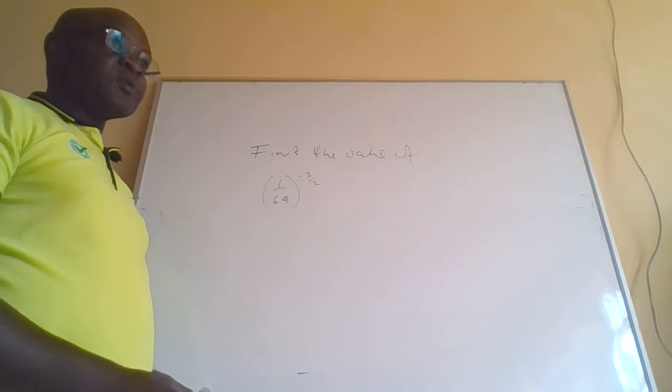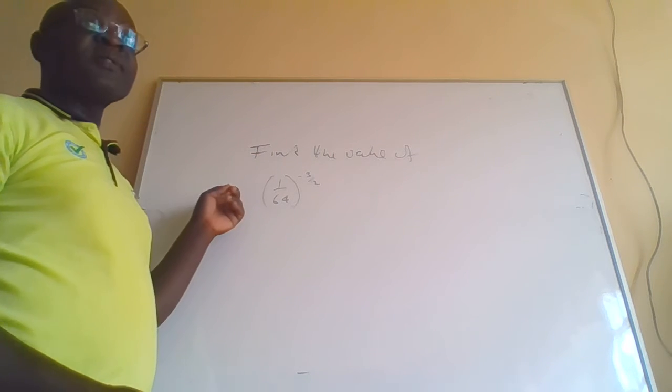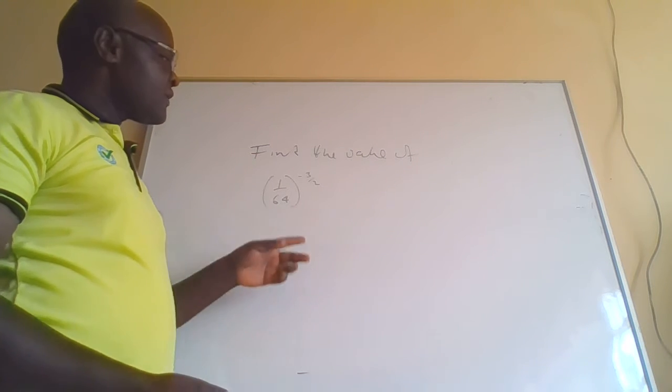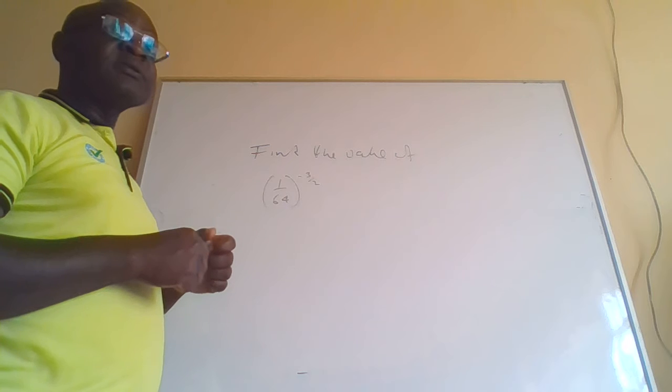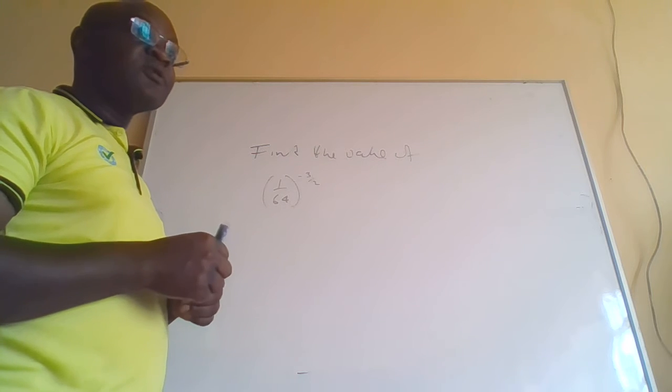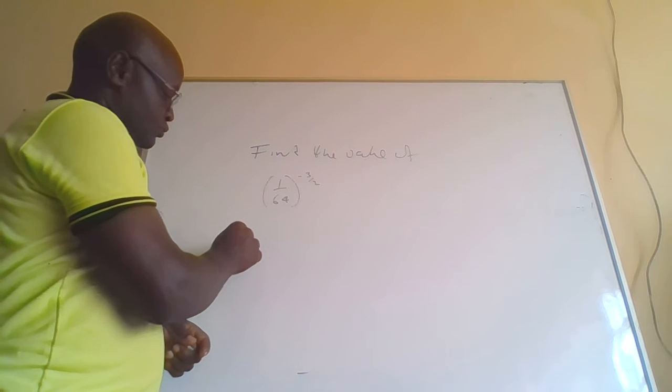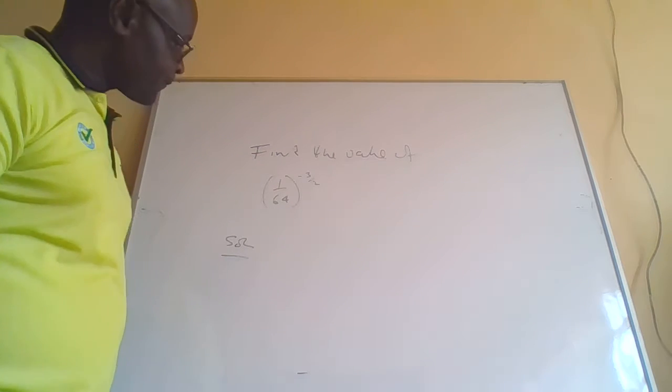So we have this equation. They want us to find the value of 1 all over 64, then do bracket raised to negative 3 all over 2. Solution.